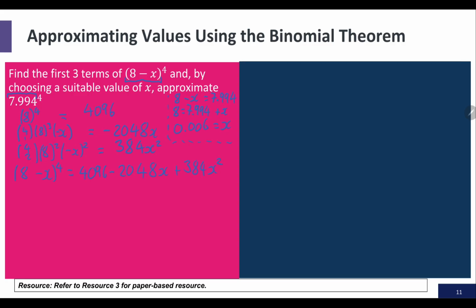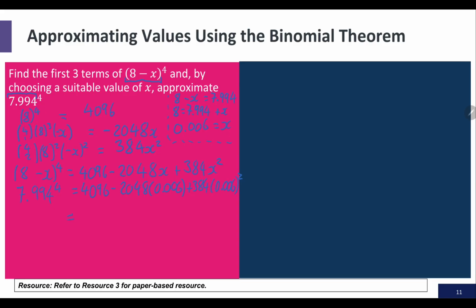Now, all you need to do is write 7.994 to the power of 4 underneath. And all we're going to do now is swap every x we can see with 0.006. And it'll be ready to go straight into the calculator there. And we can type that then in the calculator.